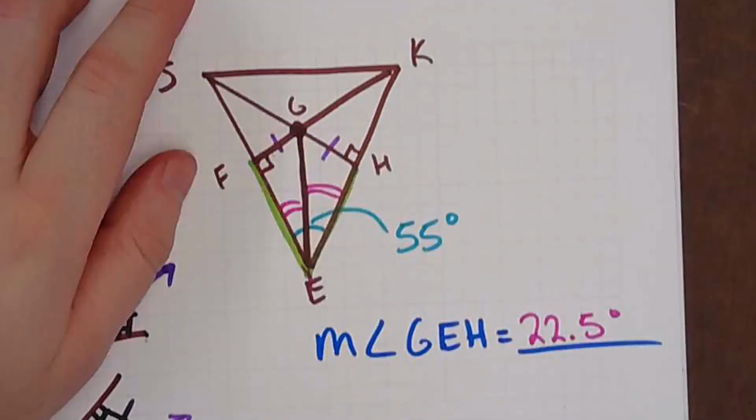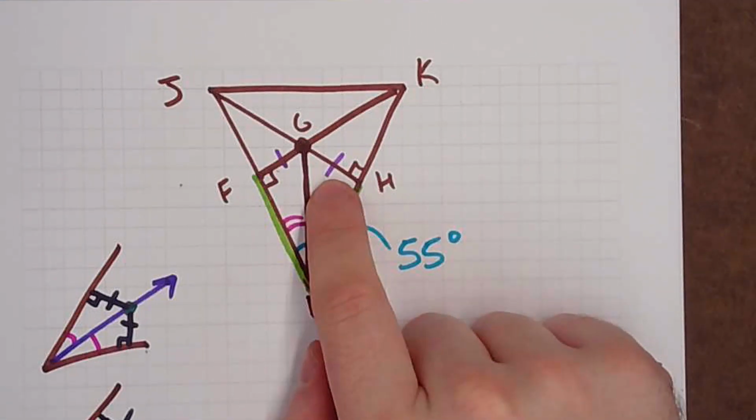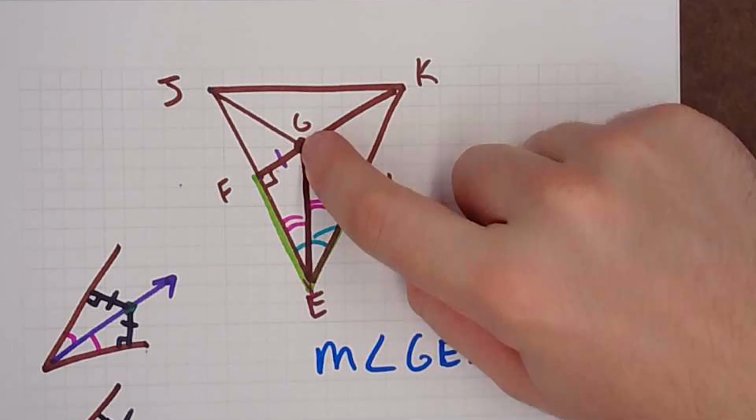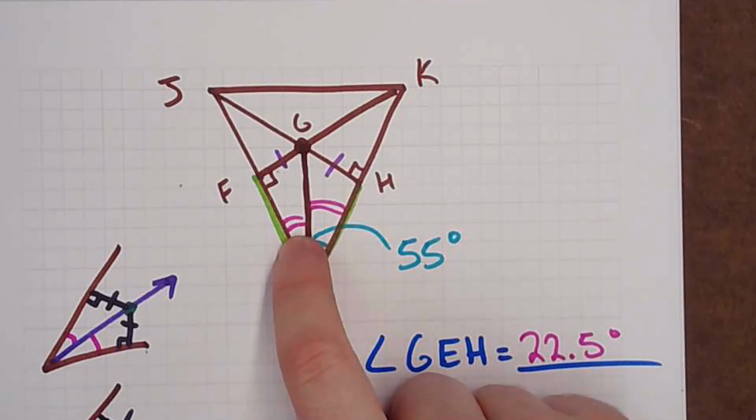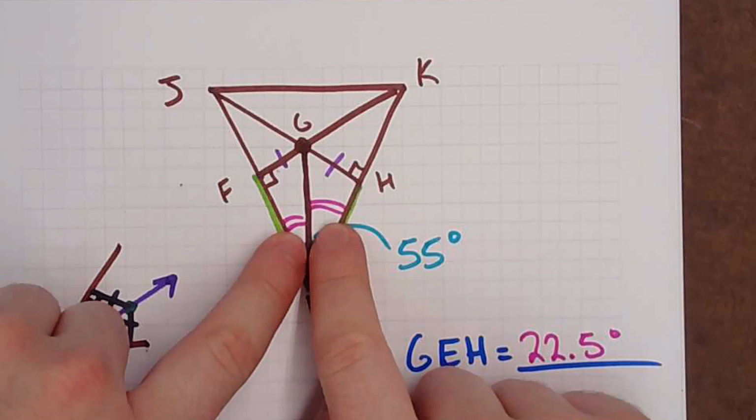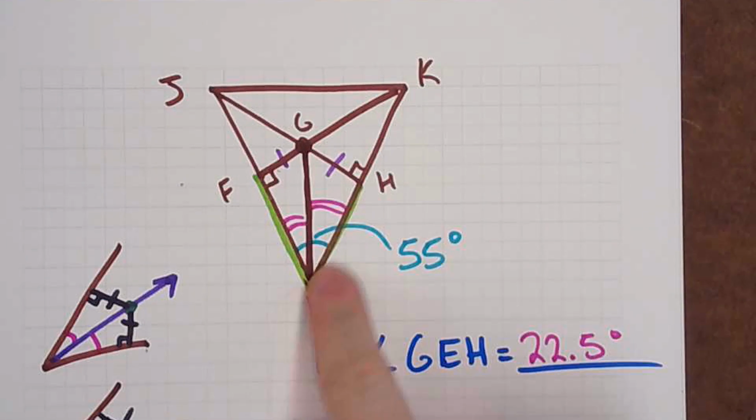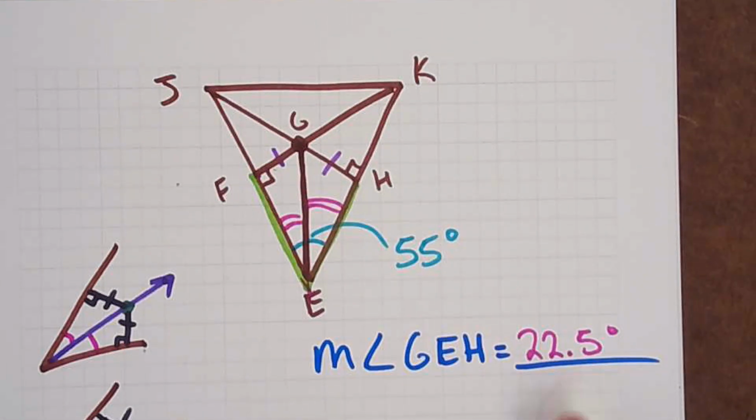So here I noticed that they gave us these 2 are the same. So if those 2 are the same, this is an angle bisector, so I know these 2 are the same. So same sides, same angles here. So that means if this guy's 55, the little guy is 22 and a half.